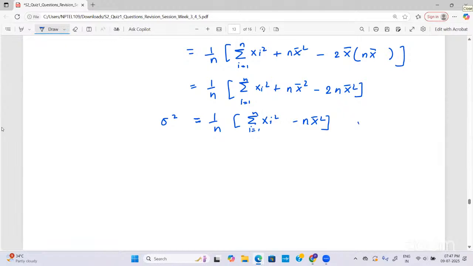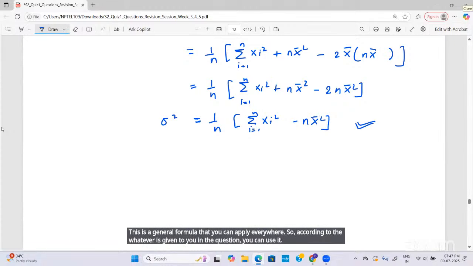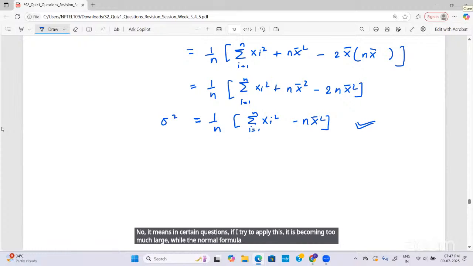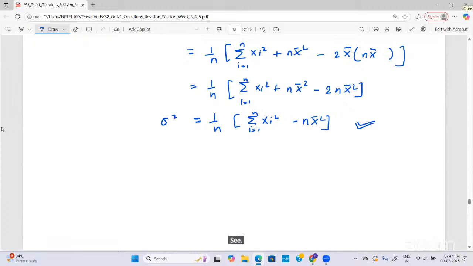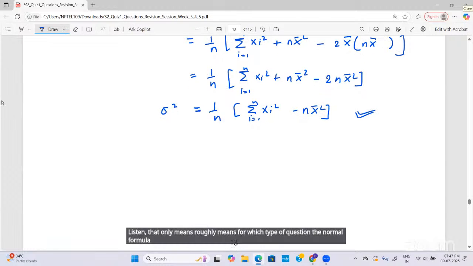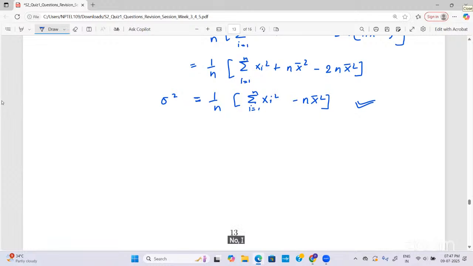See, this is the general formula that you can apply everywhere. According to whatever is given to you in the question, you can use it. In certain questions, if I try to apply this, it becomes too large, while the normal formula you had written before, you have to decide whichever requires less calculation. I cannot generalize this thing. If the observation is not given, then you can use this formula.